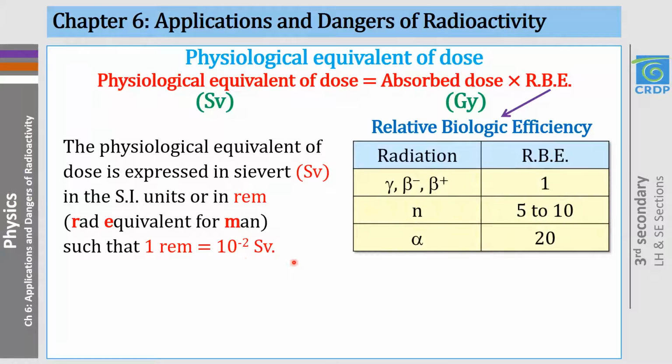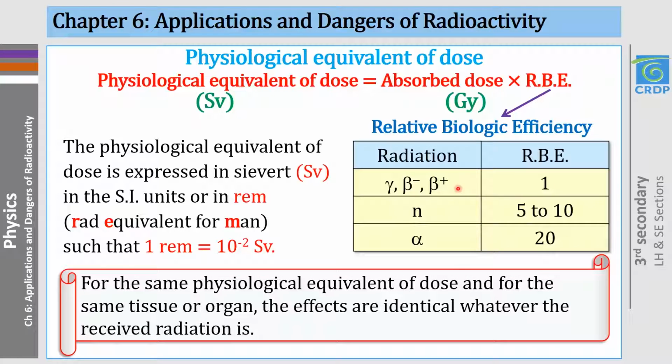And this is a table giving us some examples about the RBE of some particles. And here we can see that the RBE of the alpha particles is 20 times greater than the one of beta particles. For the same physiological equivalent of dose and for the same tissue or organ, the effects are identical whatever the received radiation is.